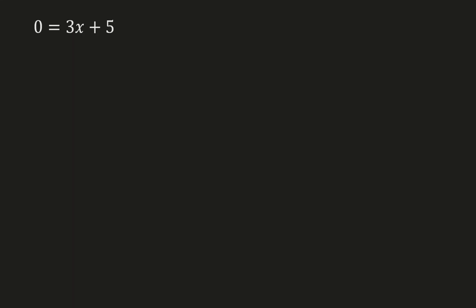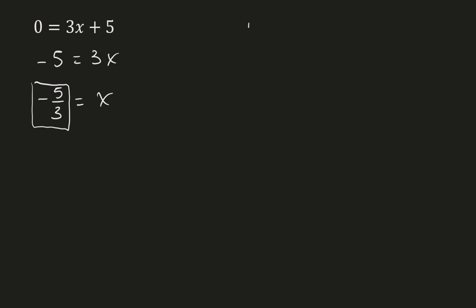So if we're given the equation 0 equals 3x plus 5, I could ask, how many solutions does that have? Well, I would take away 5 from both sides. So I would get that negative 5 is 3x. And then if I divide both sides by 3, I get negative 5 thirds is x. So I can see that my solution is the single value negative 5 thirds.